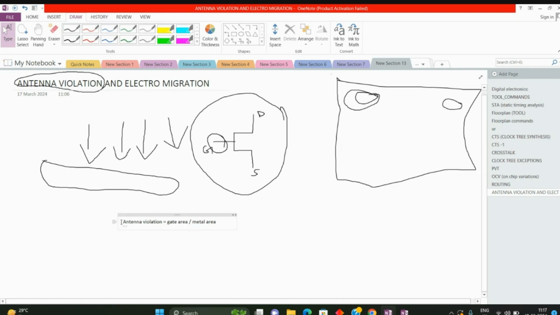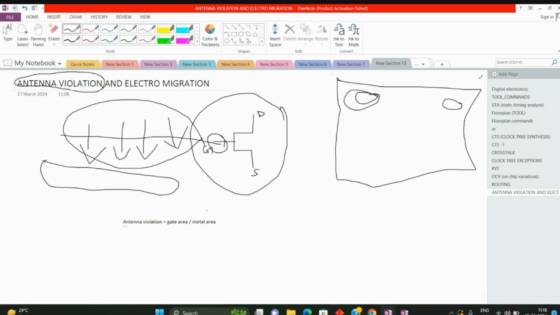Even top level people tell you that in this area you have an antenna violation. How do they calculate it? They take the gate area, and the metal area, meaning the net which is connected to the gate. If these ratios are not met, then you have an antenna violation. That is how they predict it. So nothing more than what I have told is the definition.